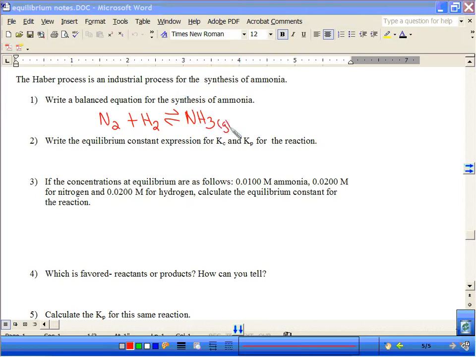Ammonia is actually a gas. This is kind of important to write. Hydrogen is a gas, and then nitrogen is also a gas. Now this is not a balanced equation, so to balance this equation, I would need a 2 here, and then I would also need a 3 here.